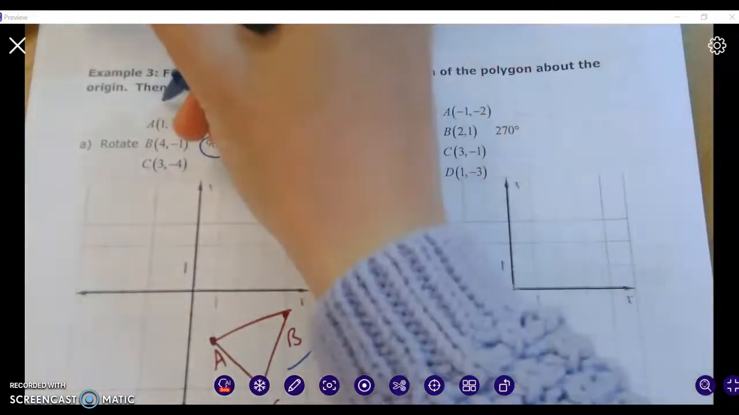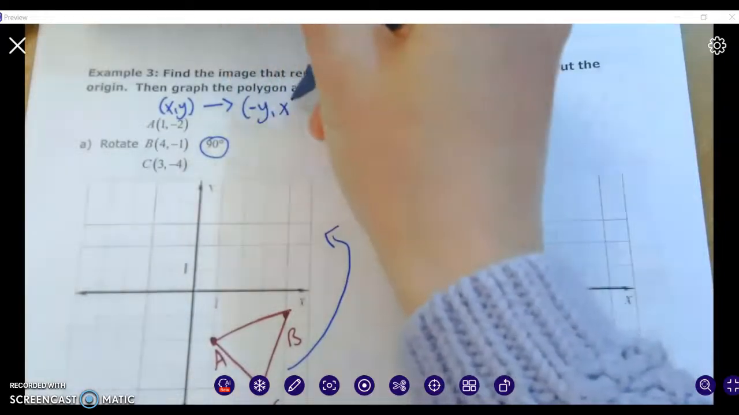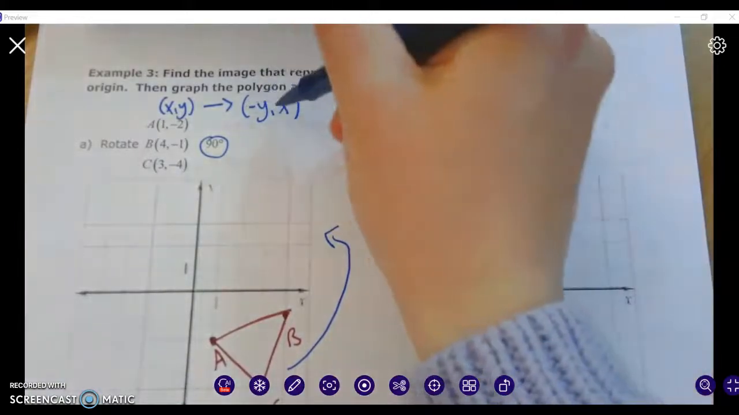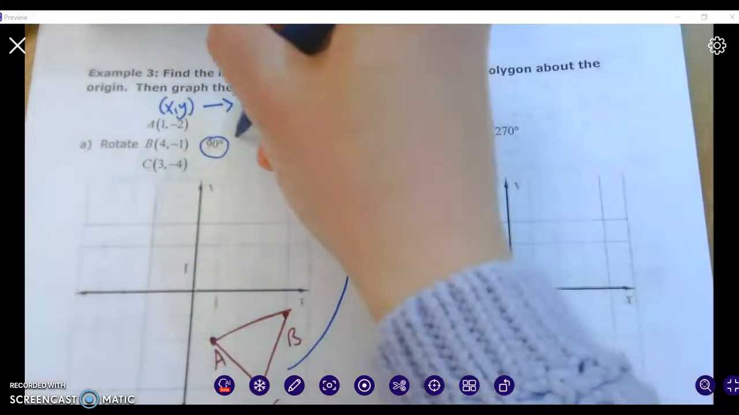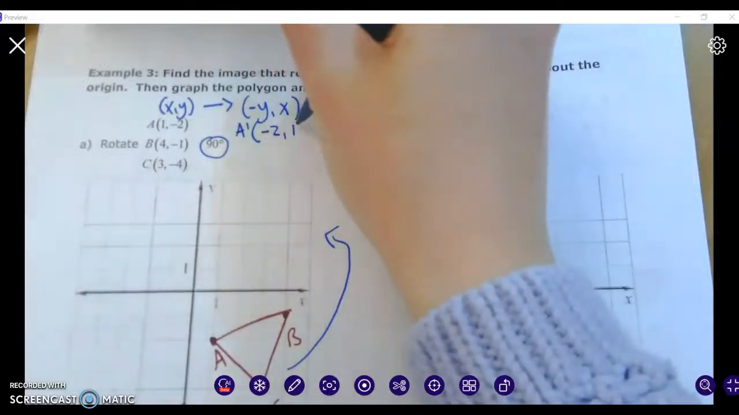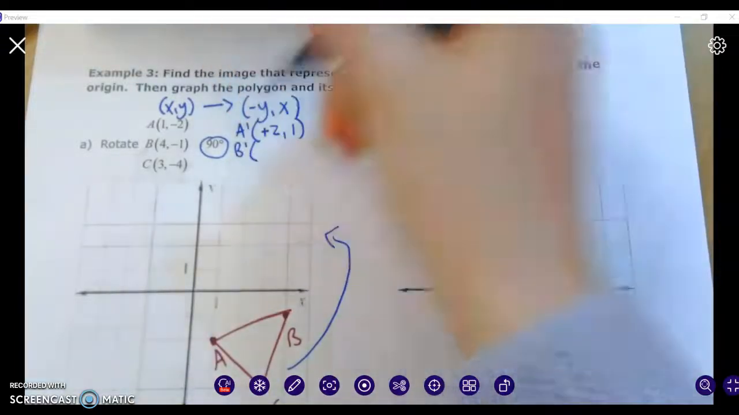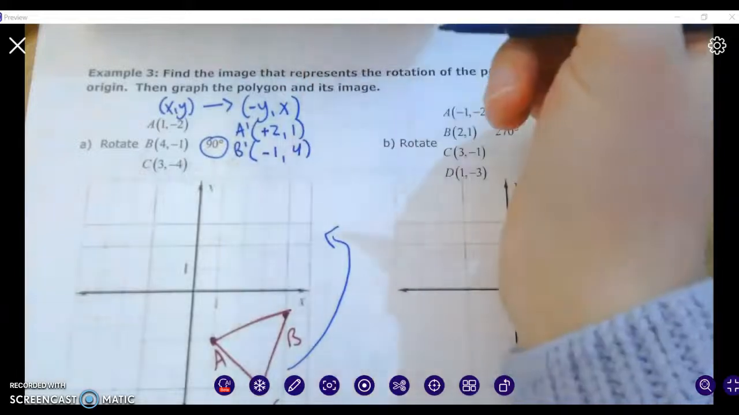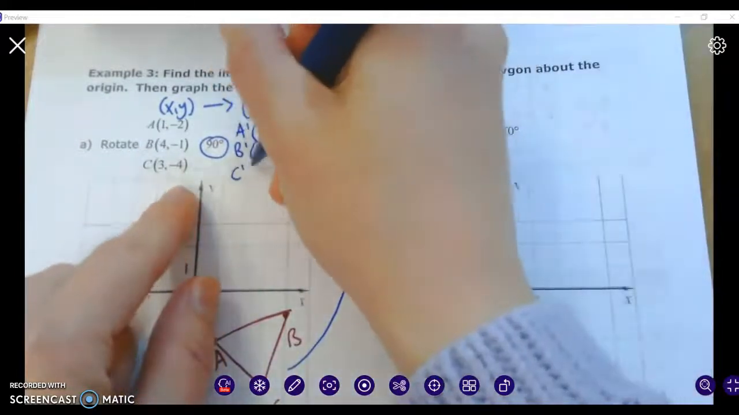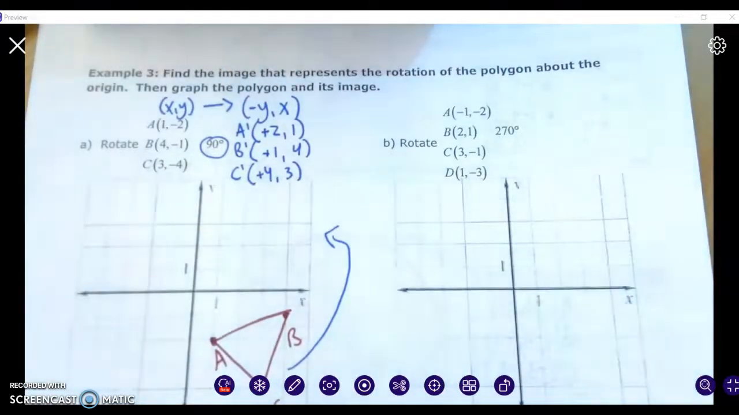My rule for a 90-degree rotation is -y, x. That means I'm going to flip the spots of my numbers and then change the sign on the y. So A prime will become -2, 1, and the sign is opposite, so I make that a plus. B prime will become -1, 4, and the sign becomes opposite, plus. And then C prime will become -4, 3, and I make the sign the opposite there, so a plus.